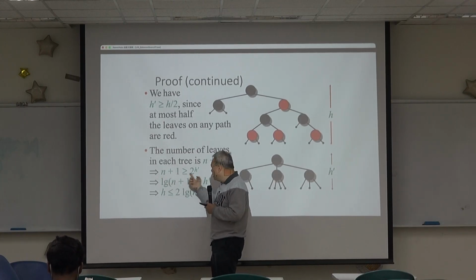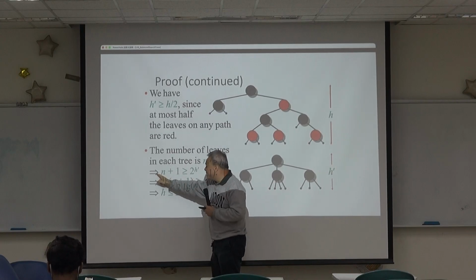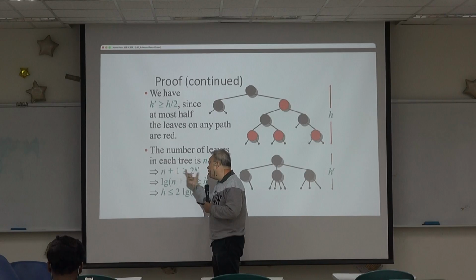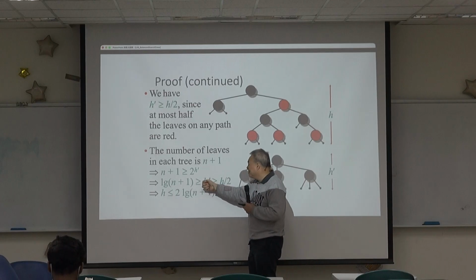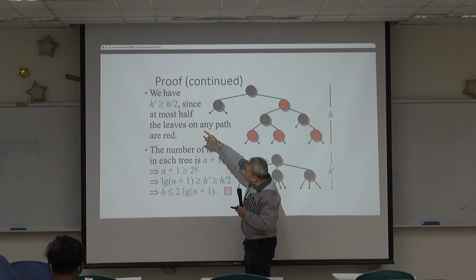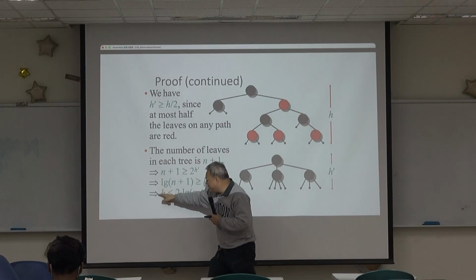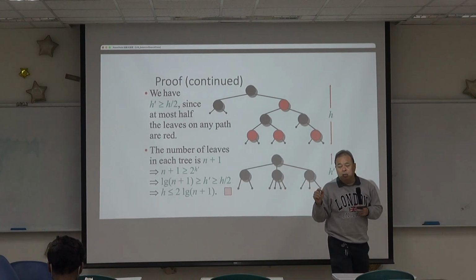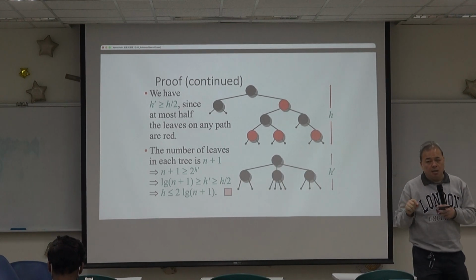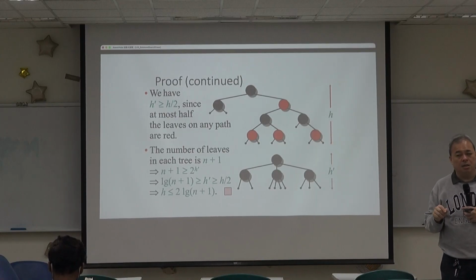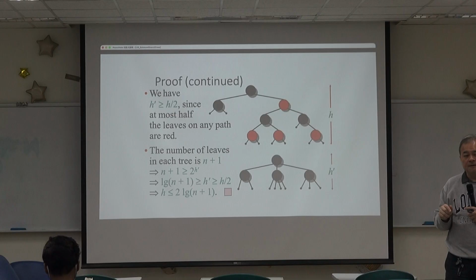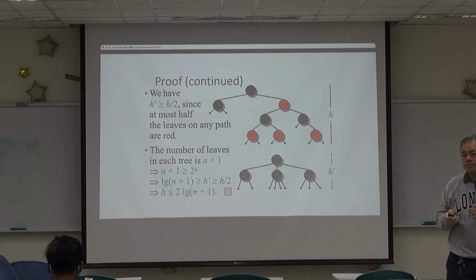And then if you have that, you apply log on both sides. It's going to be log of n plus 1 greater than or equal to h prime. And we know h prime, as we discussed earlier, is greater than or equal to half of h. So that's why we have this. Any question here?